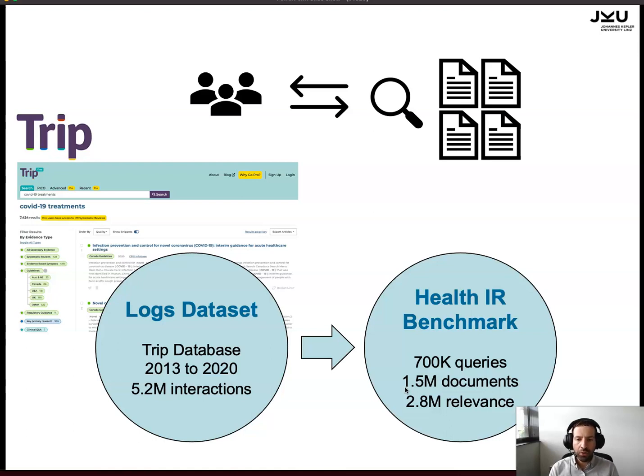We then also use these log files to create a novel health IR benchmark. It's a very large one. It has around 7,000 queries, 1.5 million documents, and more importantly, 2.8 million relevancy information between query and document, which makes that a very good fit for research on deep and neural IR models.